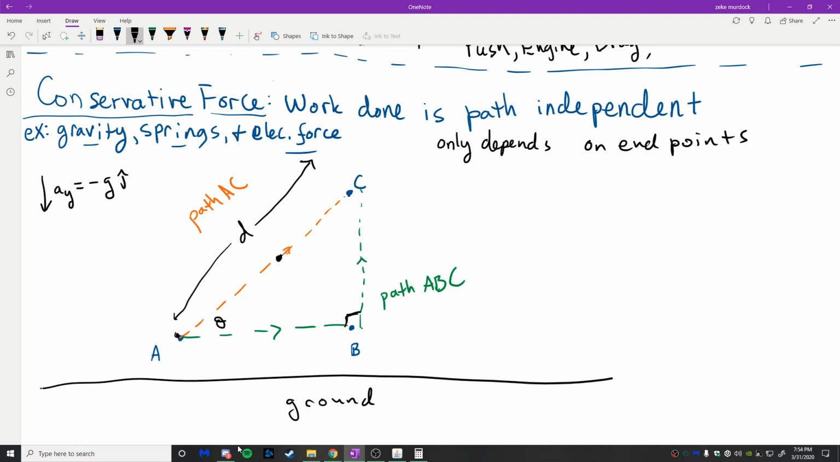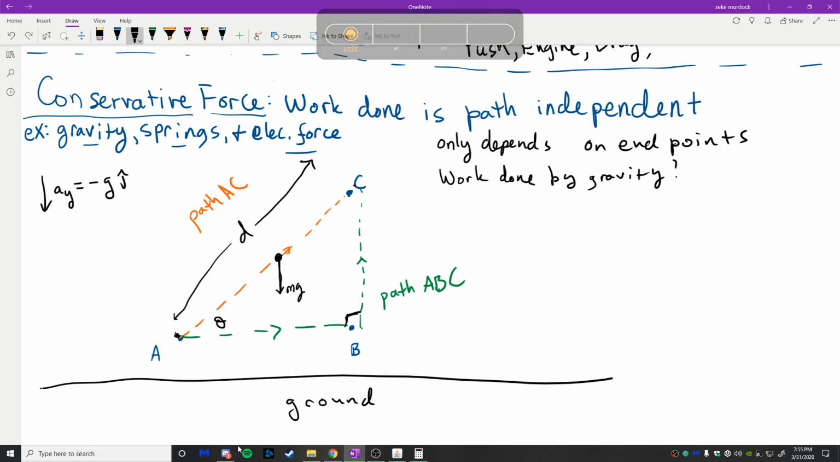This is some object we're moving, like a ball, from here to here. And let's look at the forces that are acting on this ball. There's going to be a force of gravity going down like this. And we're moving it, so there's some other force as well. But what we're interested in here is, what is the work done by gravity?